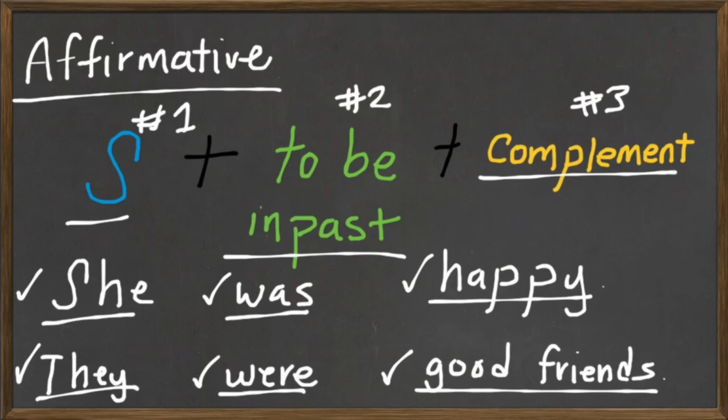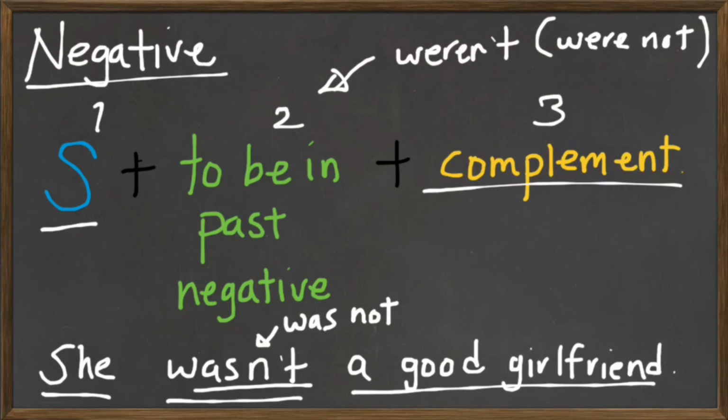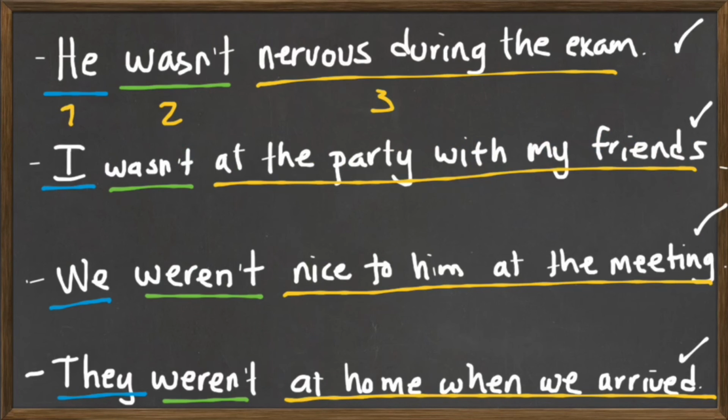Okay, the affirmative only has 3 parts: subject, verb to be in past, and complement. Examples: we were at the party yesterday, I was very angry at her, and you were the best teacher. Negative has 3 parts too. We only changed from was to wasn't, and from were to weren't. And examples are: he wasn't nervous during the exam, I wasn't at the party with my friends, we weren't nice to him at the meeting, and they weren't at home when we arrived.